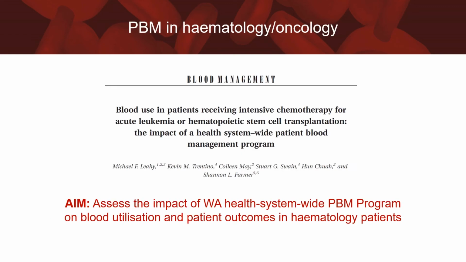Patients receiving chemotherapy for solid tumours and hematological malignancies are frequently transfused to maintain the hemoglobin above various arbitrary limits, and they also receive platelets to maintain the count, usually above 10 times 10 to the 9 per litre. The aim of this study was to assess the effects of the WA patient blood management program on the use of blood and blood products in malignant hematology.